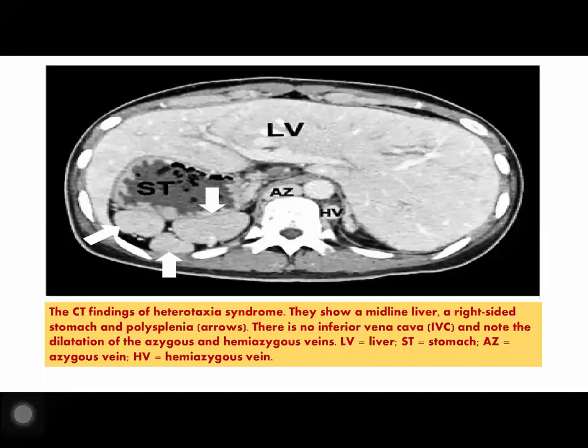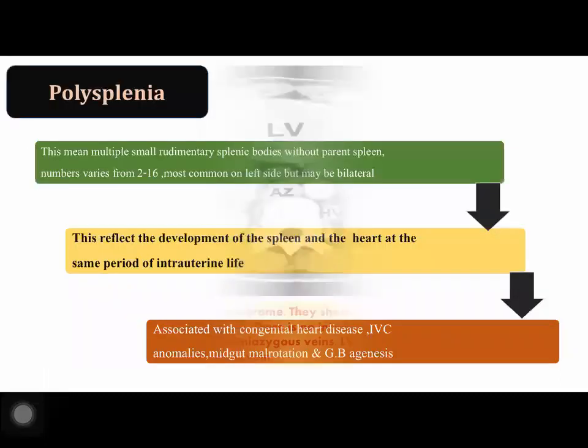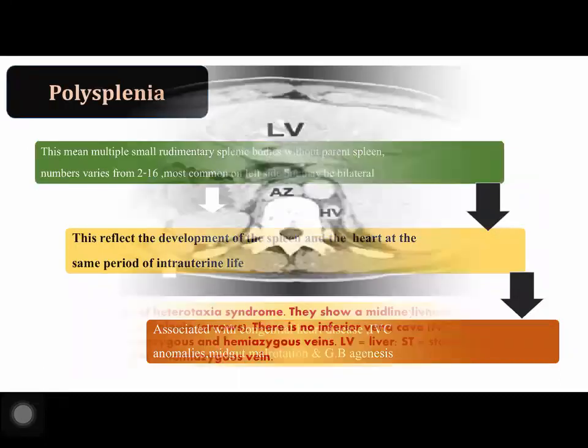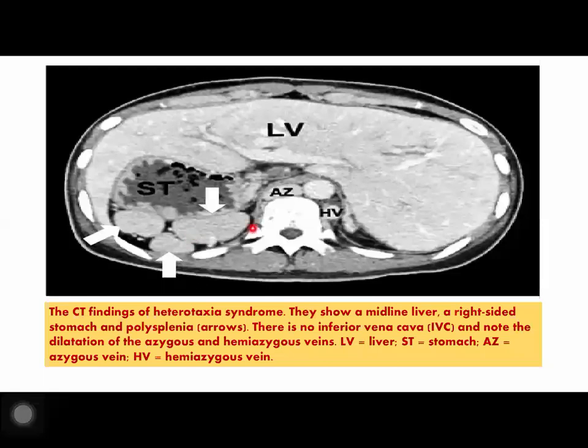This picture, a CT scan, shows heterotaxy syndrome: liver in the midline, no spleen, and only small rudimentary bodies. No inferior vena cava, replaced by the azygos vein and hemiazygos vein.